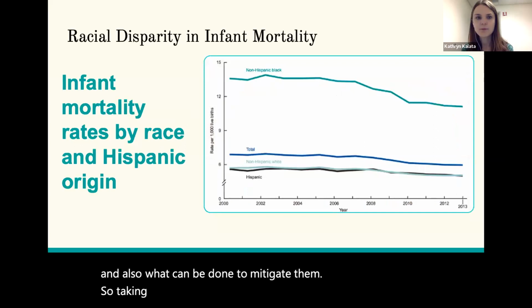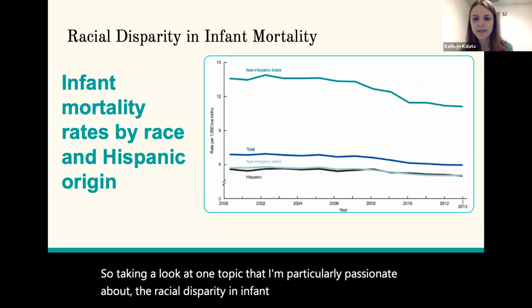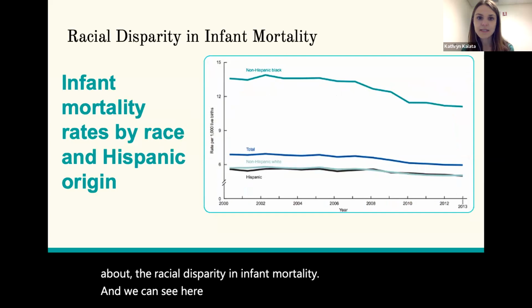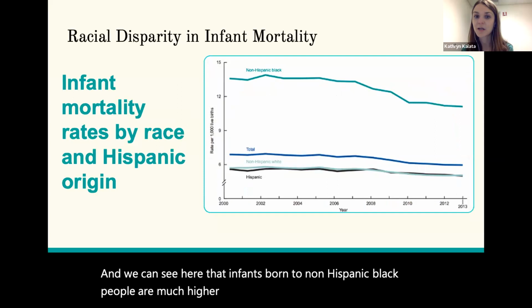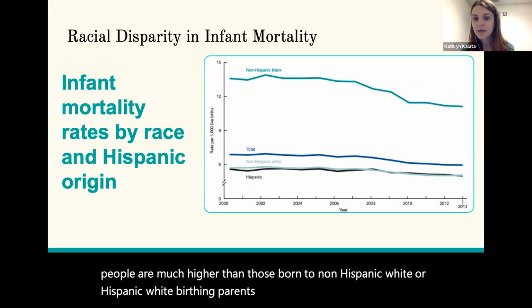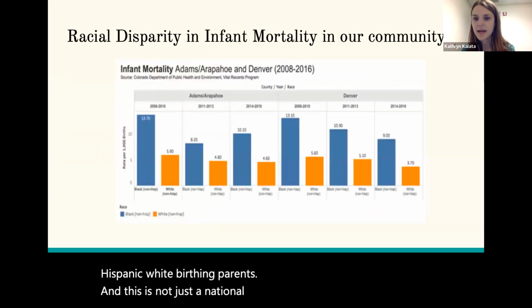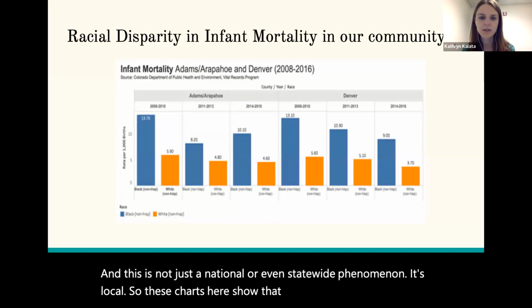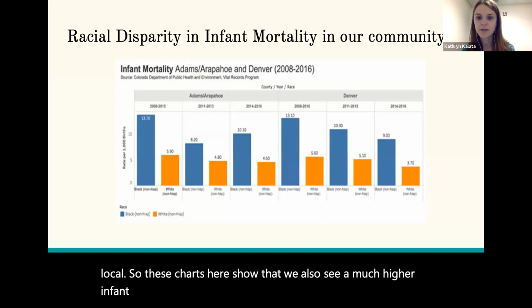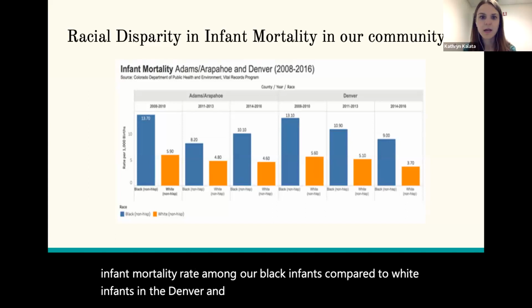So taking a look at one topic that I'm particularly passionate about, the racial disparity in infant mortality. We can see here that infant mortality among those born to non-Hispanic Black people is much higher than among those born to non-Hispanic white or Hispanic white birthing parents. And this is not just a national or even statewide phenomenon, it's local. These charts show that we also see a much higher infant mortality rate among our Black infants compared to white infants in the Denver and Adams and Arapahoe County areas within the past decade or so.